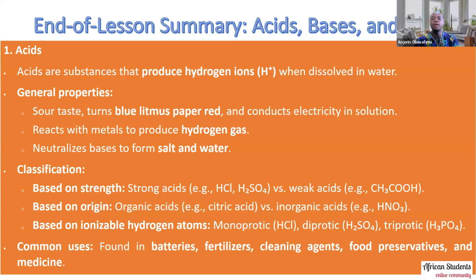Okay. Now, let's quickly summarize this lesson and see what we have learned so far. We've been able to look at acids and we have defined what they are. We have given general properties for acids and then their classification based on strength, on origin, and also ionizable hydrogen atoms. We have also looked at common uses of acids and we've touched on that.